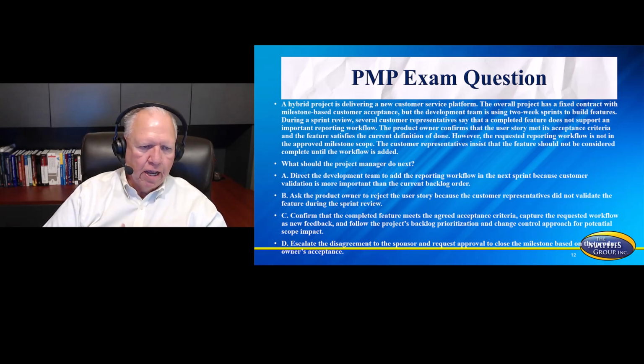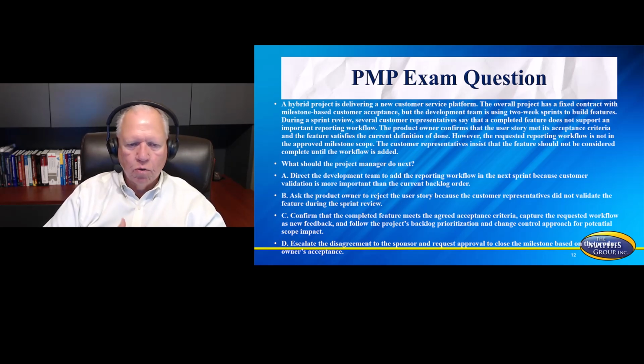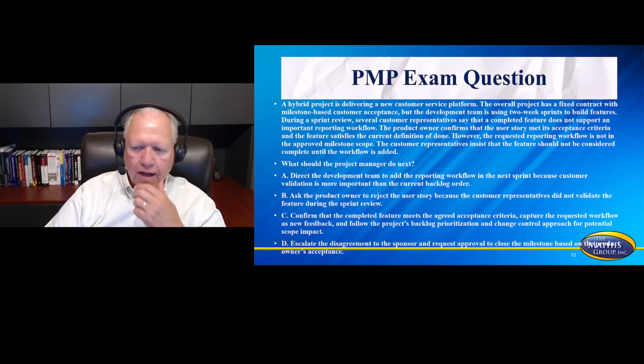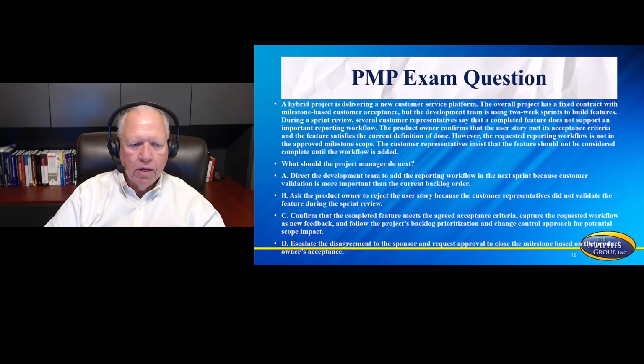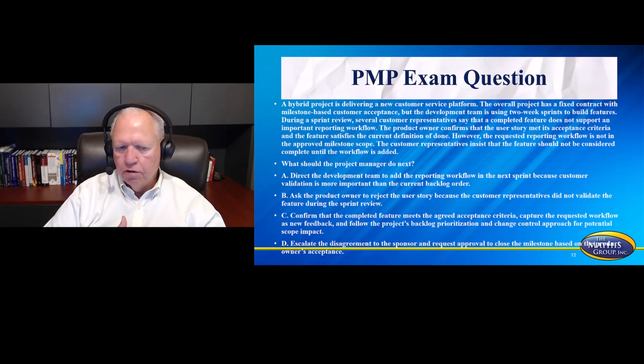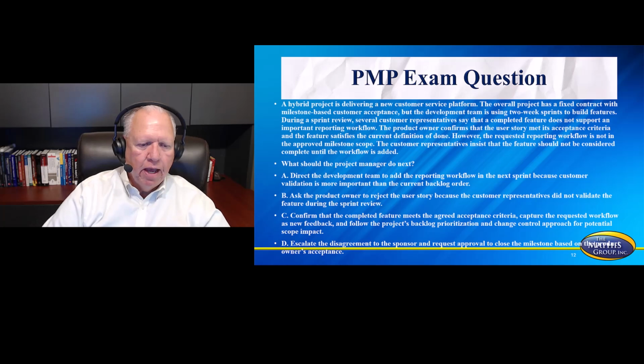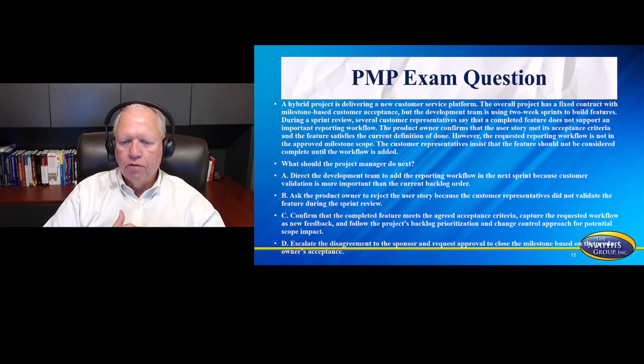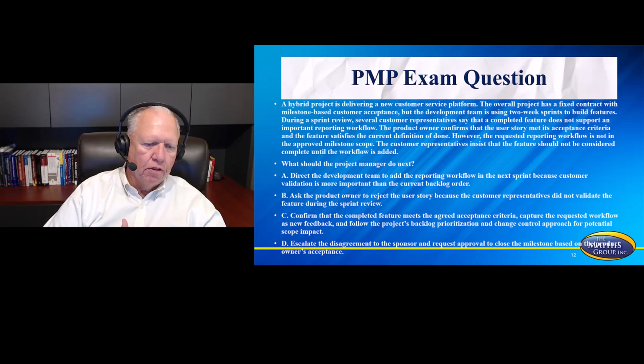First, let's look at A, direct the development team to add the reporting workflow in the next sprint because customer validation is more important than the current backlog order. B, ask the product owner to reject the user story because the customer representatives did not validate the feature during the sprint review. C, confirm that the completed feature meets the agreed acceptance criteria, capture the requested workflow as new feedback, and follow the project's backlog prioritization and change control approach for potential scope impact. And D, escalate the disagreement to the sponsor and request approval to close the milestone based on the owner's acceptance.